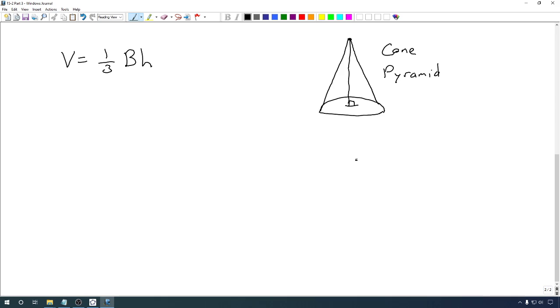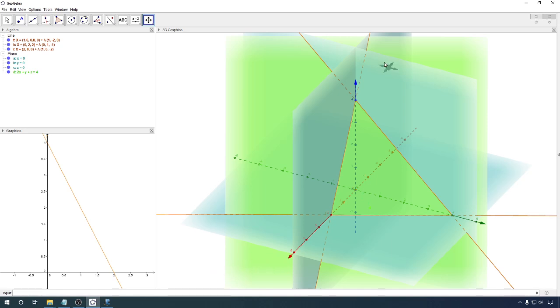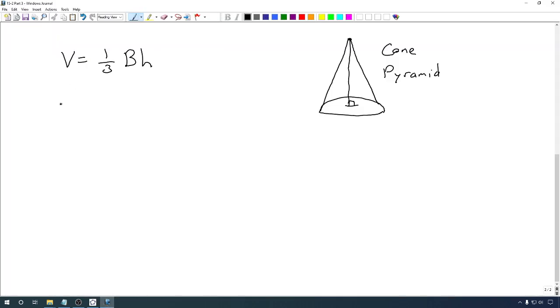In this particular case, if you remember what our picture looked like, obviously our height here is 4. We go up to the top of 4. Our base is this triangle. It's a nice right triangle with a length of 2 and a width of 4. So our base is going to be half of 2 times 4. The area of that triangle is just 4.